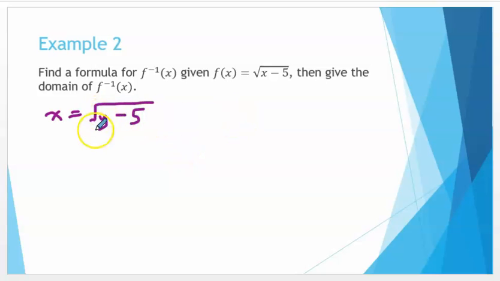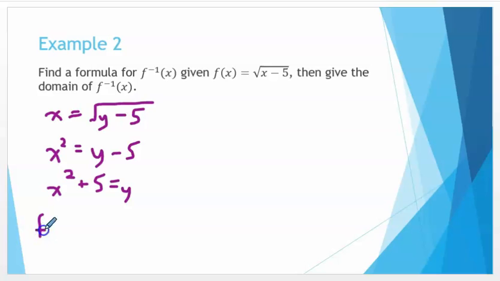Step 2, now I need to solve this equation for y, so I need to get it by itself. I have a square root going over this entire expression, y minus 5, so if I square both sides to get rid of that, I will now have x squared equals y minus 5. And then one last step, the opposite of subtracting 5 is adding 5, so now I can say x squared plus 5 equals y, which means my inverse function is x squared plus 5.